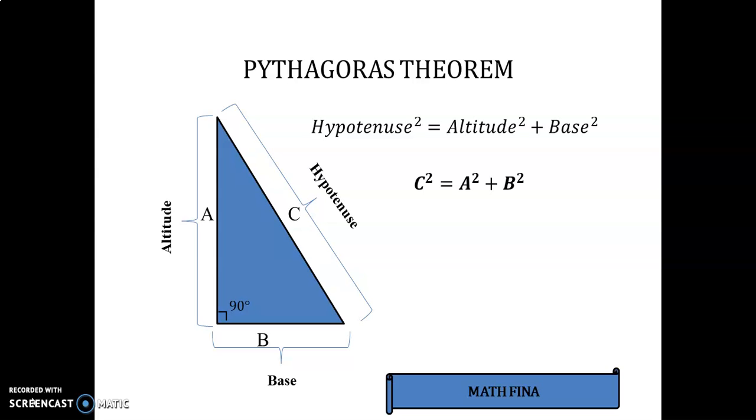Here we have the Pythagoras theorem with us. Pythagoras theorem states that the hypotenuse square is equal to altitude square plus base square. Here one thing we need to understand is that everything is based on a right angle triangle. For a right angle triangle, Pythagoras theorem states that the hypotenuse square is equal to altitude square plus base square. So we will be moving to the theoretical part of this theorem.